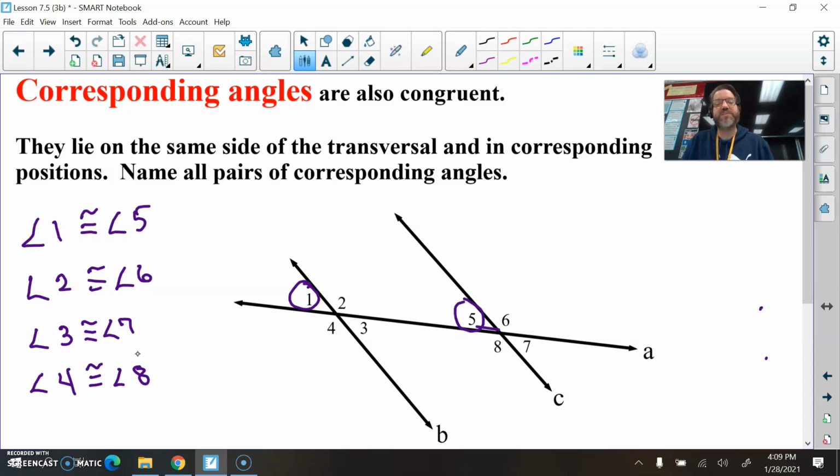And the reason they have the same measurement is because these lines are parallel. The transversal is cutting through those two parallel lines at exactly the same angle. And so you end up with these same angle measurements here in the corresponding positions.